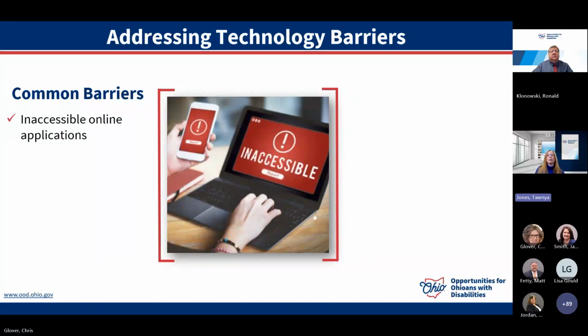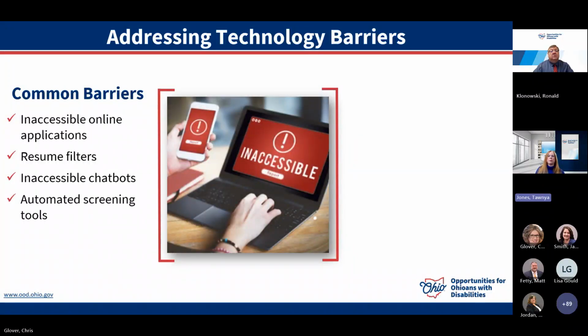Inaccessible online applications. For example, hiring websites that aren't compatible with screen readers or designed for keyboard navigation, making it difficult for applicants who are blind or have low vision to apply. Resume filters may unintentionally reject candidates with employment gaps or exclude individuals whose gaps are disability related. Inaccessible chatbots. If they don't work with assistive technology, applicants may be unable to access information or get help.